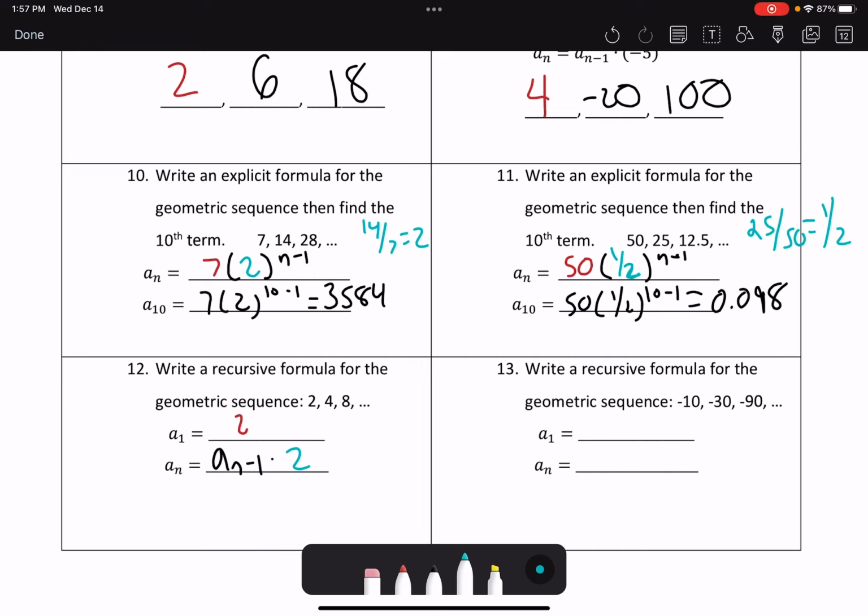If I'm writing the recursive formula for the geometric sequence for number 13, I know my common ratio is going to be negative 30 divided by negative 10. Negative 30 divided by negative 10 is 3. My initial value is negative 10. So I have a sub n is equal to a sub n minus 1 times 3.